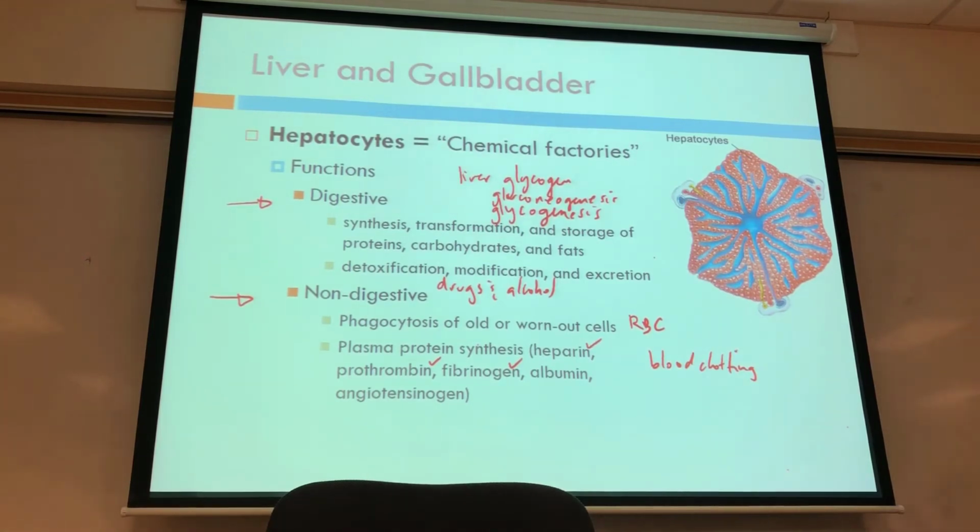Albumin, you've seen albumin before. That was our lipid-soluble hormone carrier. And then lastly, of all of these, you've definitely seen angiotensinogen.